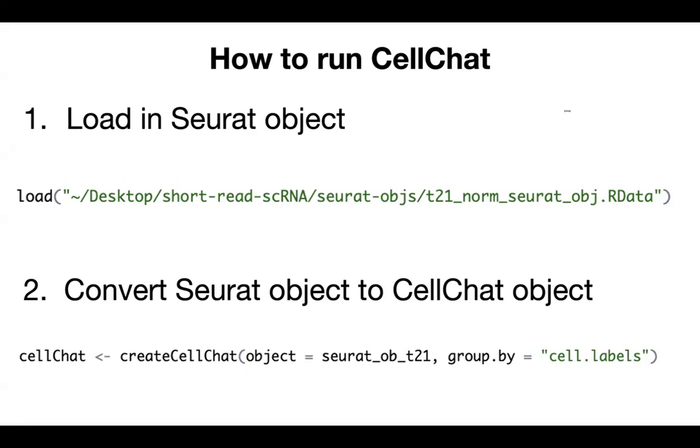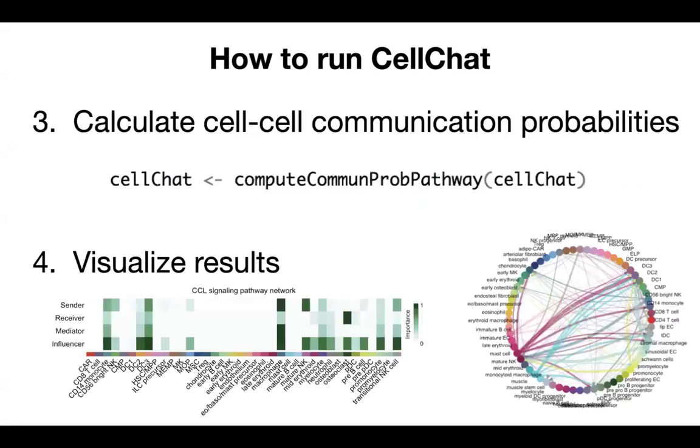All right, the second thing that you can do when running CellChat is to convert this Seurat object into a CellChat object. You then will calculate these different cell-cell communication probabilities. So essentially what this is doing is looking at the expression of the ligands and receptors within each respective cell type that you've pre-labeled your data with. And from looking at these different expression profiles, CellChat will use its network-based analysis to tell you which cell types are most likely interacting within your data. And then you can actually visualize your results.